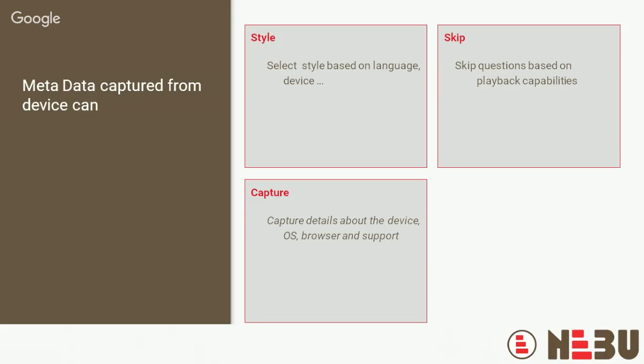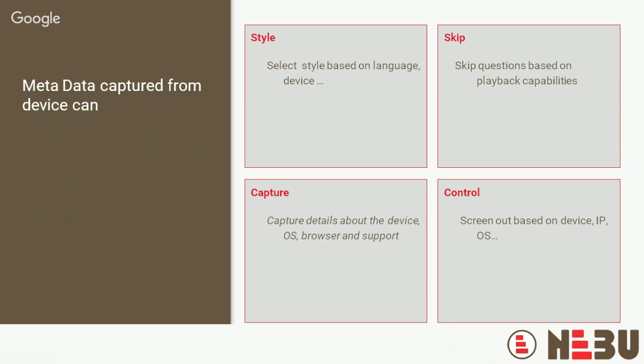And then finally, you have the sort of control area on there as well. Obviously, with all the information that's coming in on the metadata, before you even start the survey, you can also look at who's able to access it, perhaps route them directly to a screen out questionnaire because they're coming in on a device you don't want to interview. It might be a mobile only one, and you don't want people on a PC answering this because it's all about their geolocation.